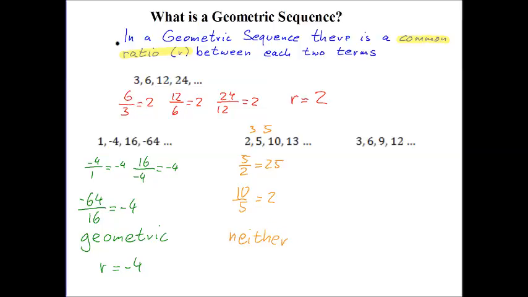And on to our last example here. Let's see, what do we have? We have 3 plus 3 is 6. 6 plus 3 is 9. 9 plus 3 is 12. So we have a common difference, which makes this an arithmetic sequence.